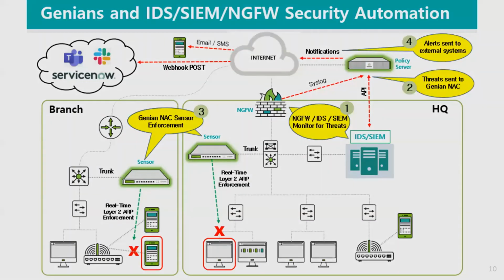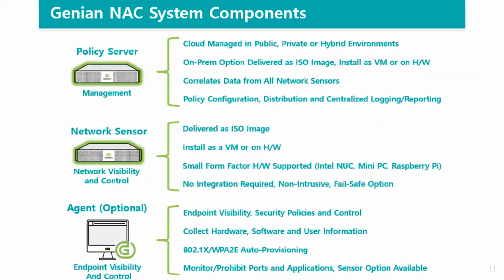Before we go any further, let's talk about the components you'll be seeing a little bit more of today. The policy server is where your policies are all managed. It's the central database. As you'll be seeing, you can deploy this in a public cloud, a private cloud, a hybrid cloud. You can also deploy it on-prem by downloading the image from our website and installing it on an Intel platform of your choosing. It'll correlate all the data from network sensors deployed in your network and distribute policies.